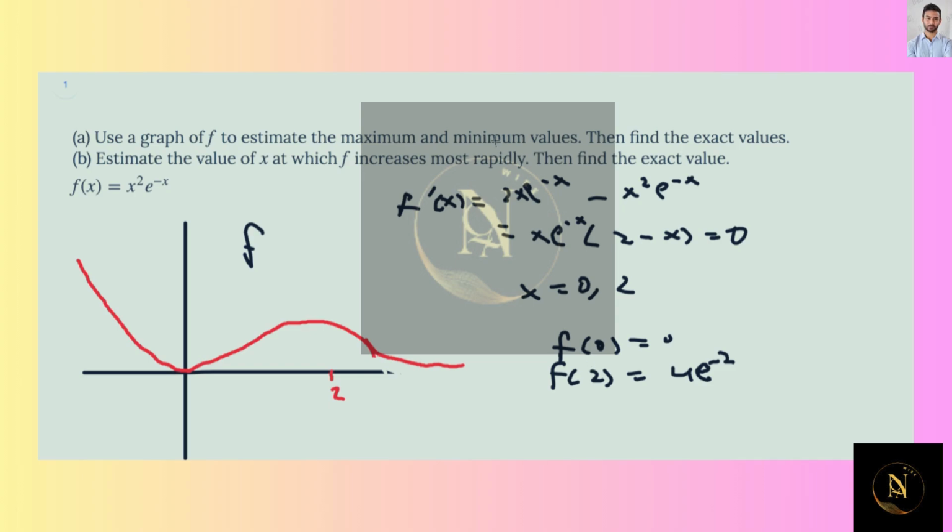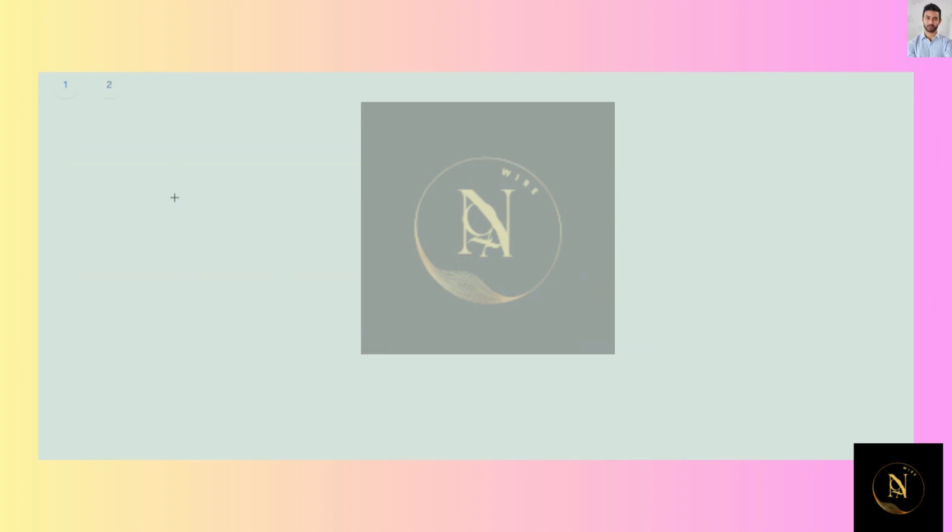Now, to find the values at which f is increasing most rapidly, it's saying essentially where's the greatest positive slope, the greatest positive tangent line slope, and we're being asked to find the exact value. So this usually occurs at the inflection point. So this is when the second derivative of f of x is equal to 0. So we're first going to find the second derivative.